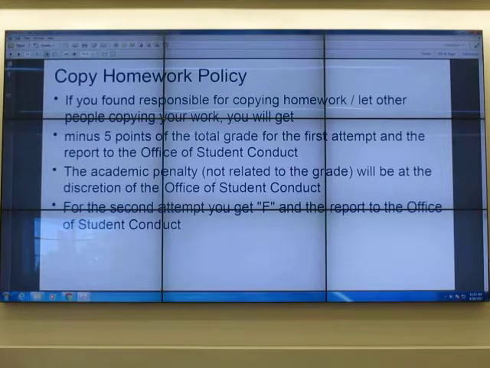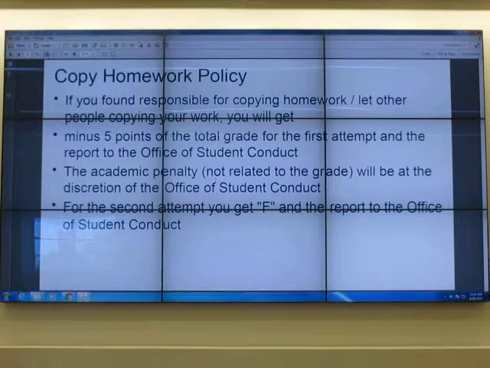Copy homework policy. If you are found responsible for copying homework, or letting other people copy your homework, you will get -5 points of the total grade for the first attempt, and a report to the Office of Student Conduct. I will have to call that number anyway, and they will do whatever they want to do. The academic penalty will be at the discretion of the Office of Student Conduct. So it doesn't mean you just get -5. It means you get -5 and they will decide what to do with you, okay?